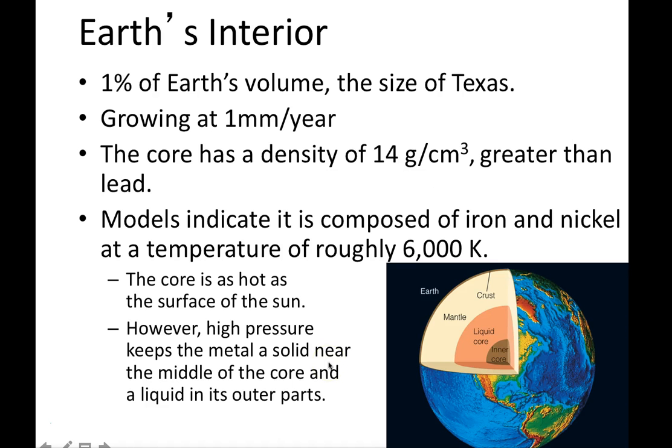Now let me retreat one page here, and let me remind you that 6,000 degrees Kelvin is a high temperature, roughly 12,000 degrees Fahrenheit, going by a rough 2-to-1 factor of Celsius to Fahrenheit. Normally you would think that something that hot would always be liquid. But as you can see here, it is the high pressure pushing down on this inner core that is causing it to be solid.